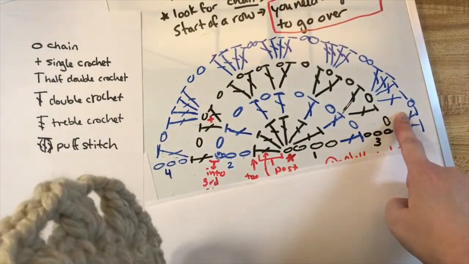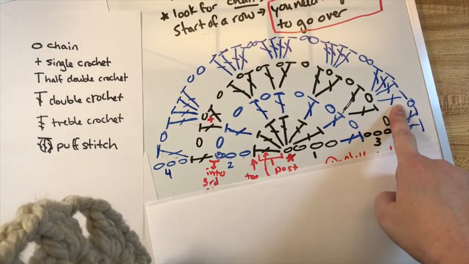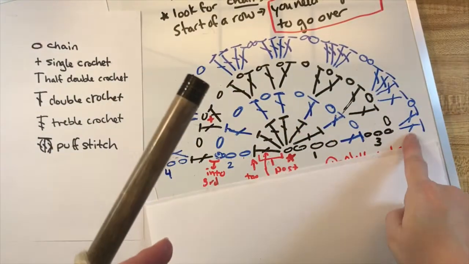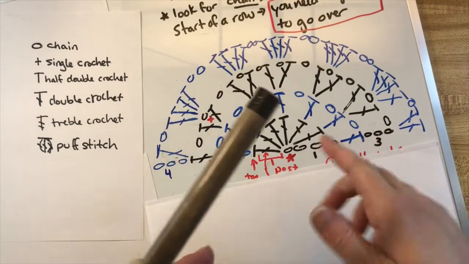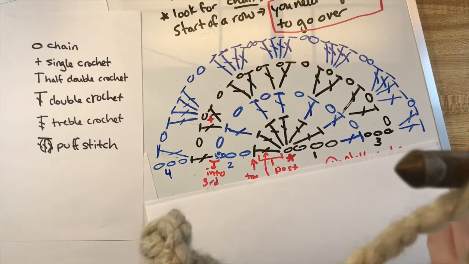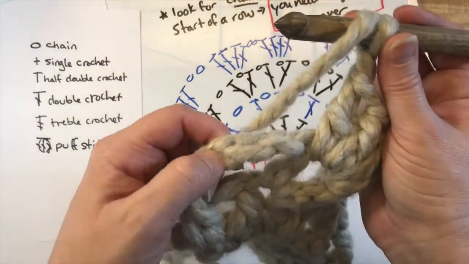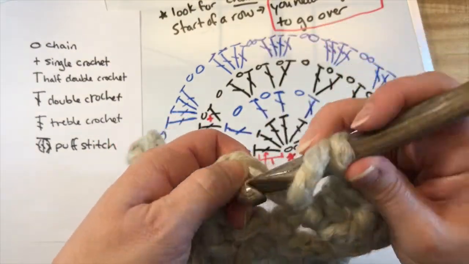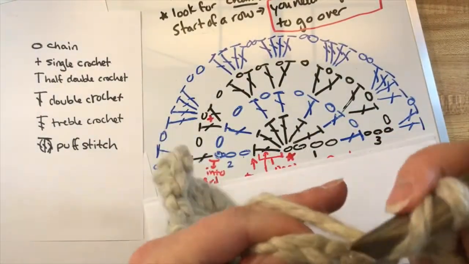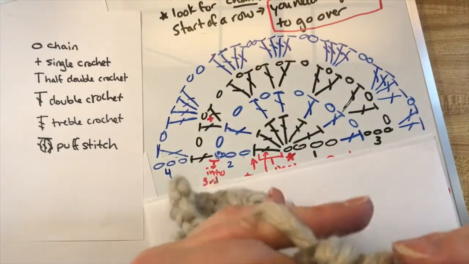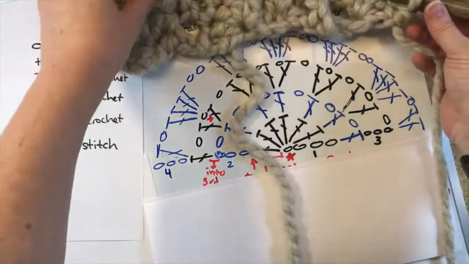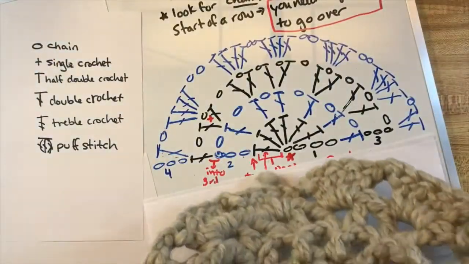Let's take a look at the very end of this. It has only a chain 1 and then 2 double crochets in the third chain. Set up for my double. Try to turn this so I can see the V's. 1, 2, 3, 4. There's number 3. I want to put 2 double crochets into this. So if I turn it around, let me put it down here.